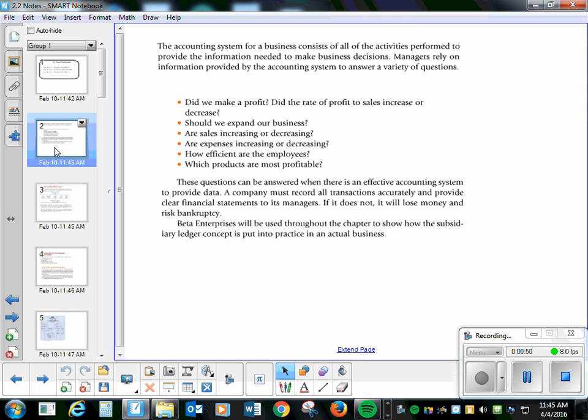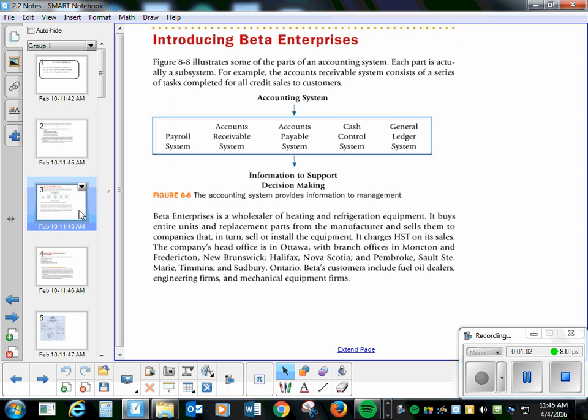So of course, any questions like that, and providing answers, will give the manager or the owner a good idea of how their business is going. Now, in order to be able to do that, you have to have a good accounting process in place. The textbook talks about Beta Enterprises and all the different systems. There's a payroll system for this business, accounts receivable, accounts payable, something called a cash control system that we don't really know too much about yet, and a general ledger system.